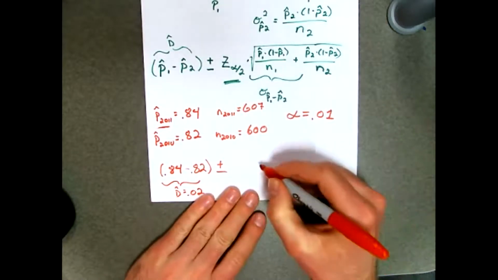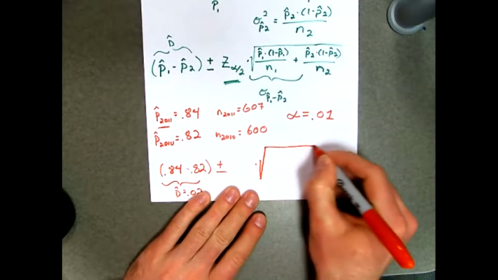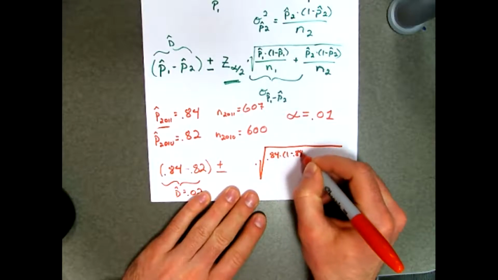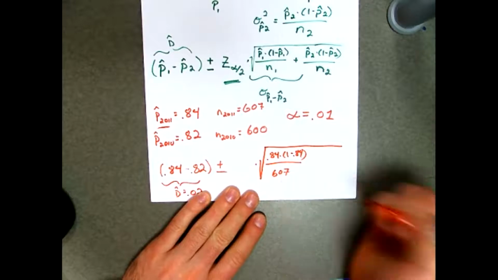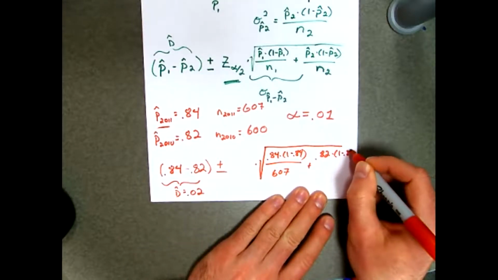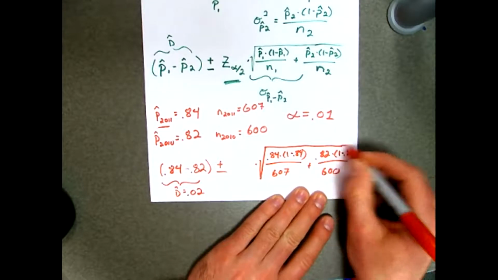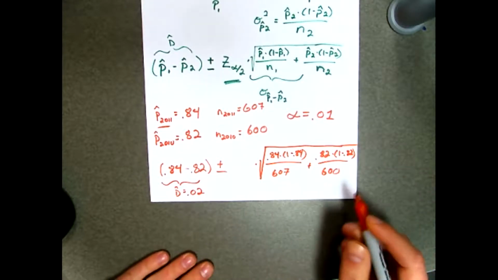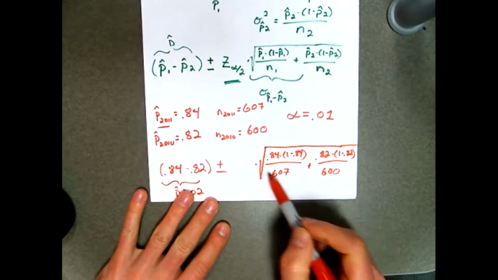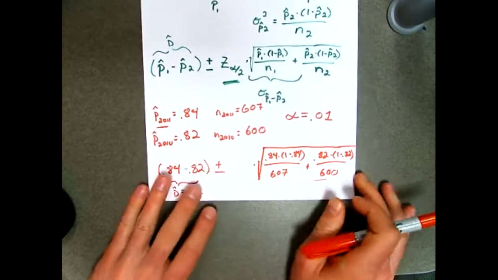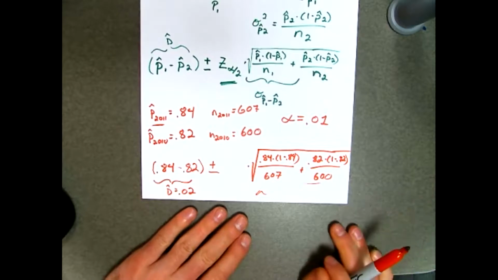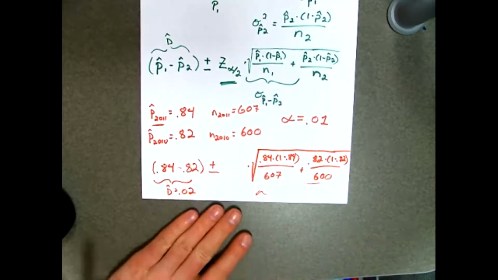I've got to finish the rest of this. So I'm going to just plug in what I know first. So this is 0.84 times 1 minus 0.84 over 607, and then add to that the other sample proportion times 1 minus that sample proportion over that group's sample size. When you're doing this calculation, a lot of times, do it in parts, like find what this value is. That way you only have one value to plug in here, as opposed to doing all of this on one line. Make it a little bit easier by breaking it down into parts.